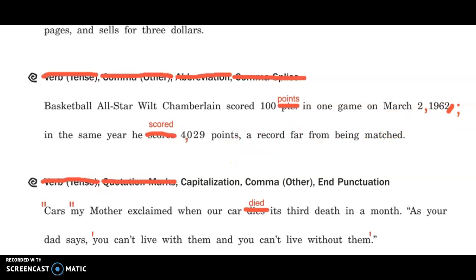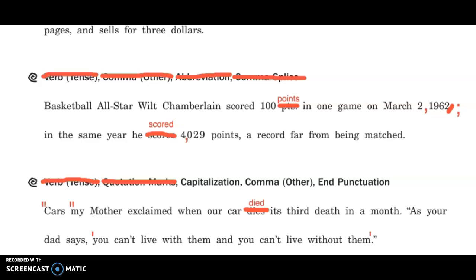Next, we have a capitalization error to address. The capitalization error begins at mother. In some situations, the word mother would be capitalized, but it's not always capitalized. There is a test that you can use to determine if you should capitalize mother or not. The test is this. If you can replace that word mother with your mom's name, and it makes sense, you should capitalize it. If it doesn't make sense, then you don't have to capitalize it.